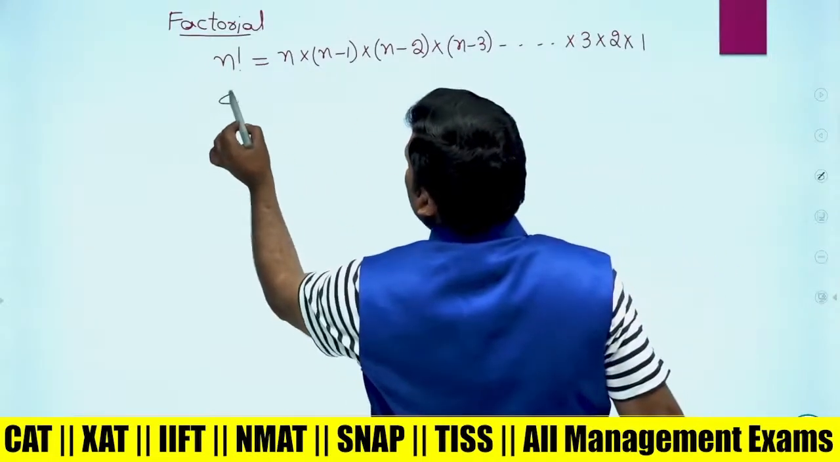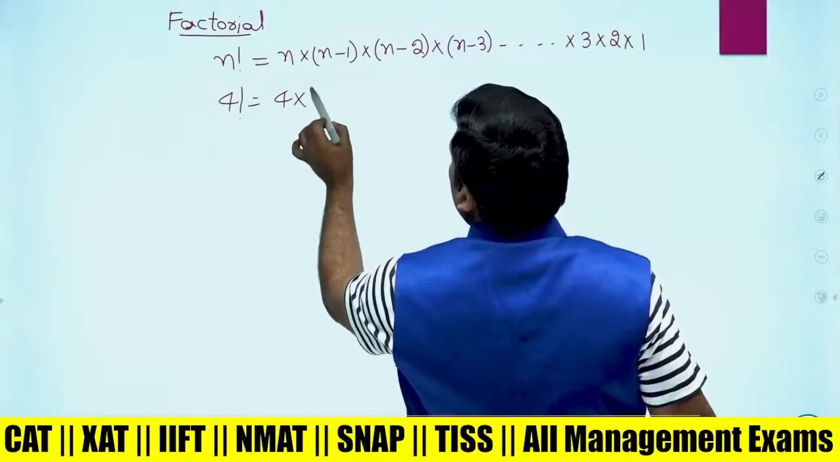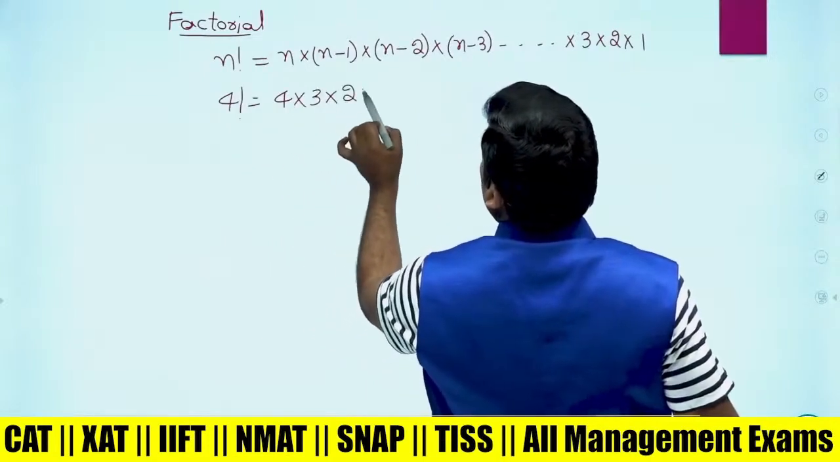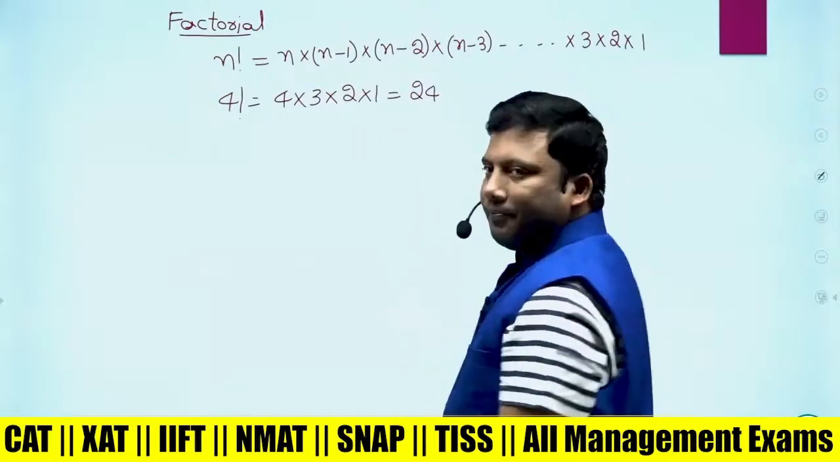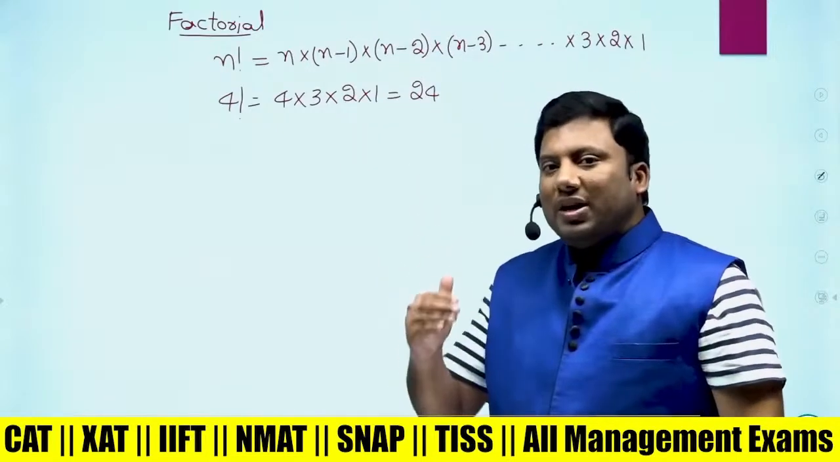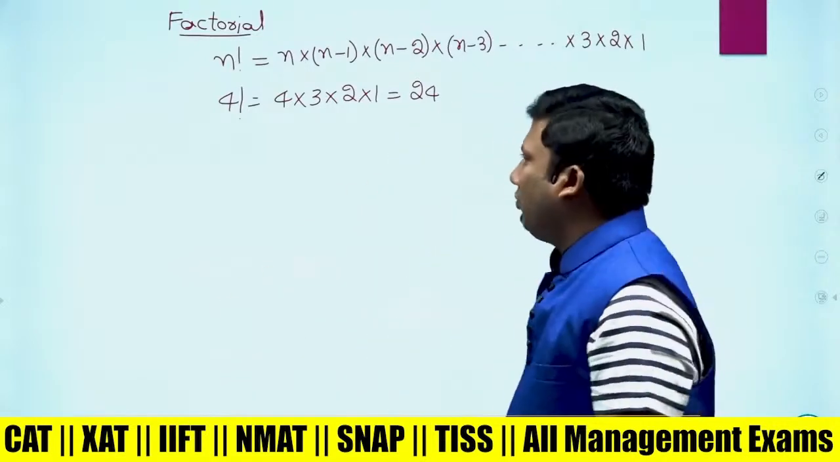Suppose I take 4 factorial. 4 factorial can be written as 4 into 3 into 2 into 1. Answer is 24. 4 factorial means, from 4, write all the natural numbers backward from 4 to 1.